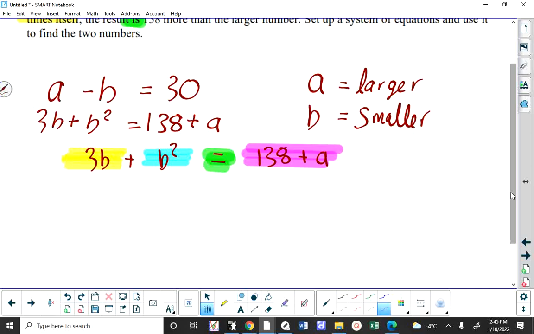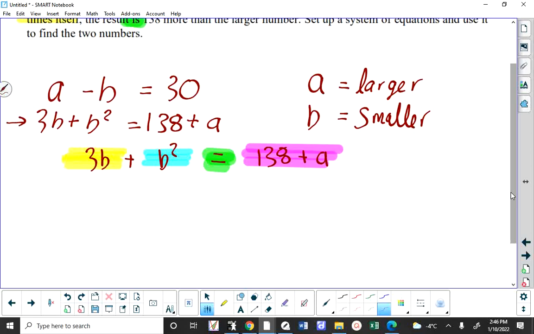Now I'm going to ask you an important question. You have to rearrange these for a variable so you can put them into your graphing calculator, right? You need to rearrange for y. What are you going to rearrange for? Are you going to rearrange for b or are you going to rearrange for a? A. Because you can't rearrange this equation for b, can you?